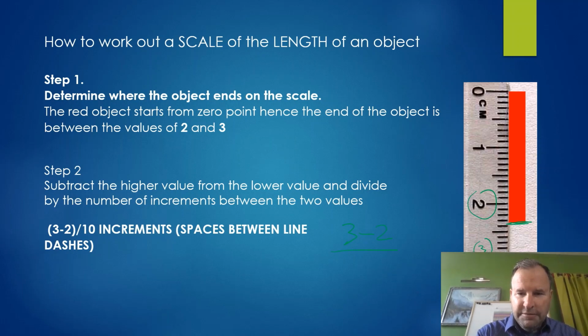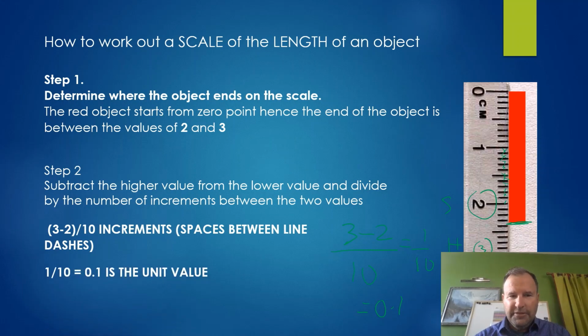Then we count the number of spaces. I'm just going to use this as an example. 1, 2, 3, 4, 5, 6, 7, 8, 9, 10. So that's 10 increments that we can see between the two numbers, which is 1, and that's 1/10. We know that as 0.1 as a decimal. So each of these little values here is worth 0.1 of a centimetre.